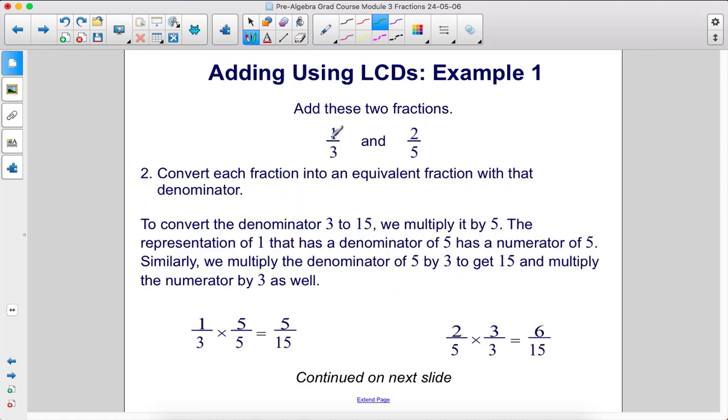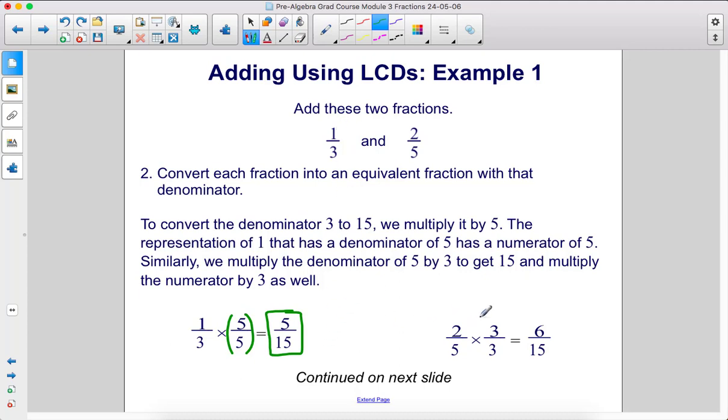Next, we need to convert both of these fractions into equivalent fractions that have a denominator of 15. To convert 1/3 into having a denominator of 15, we have to multiply 3 by 5. However, we can't multiply just the denominator by 5. We have to multiply by 1, which is 5 over 5. So 1 times 5 is 5, 3 times 5 is 15. 5 over 15 is equivalent to 1 over 3.